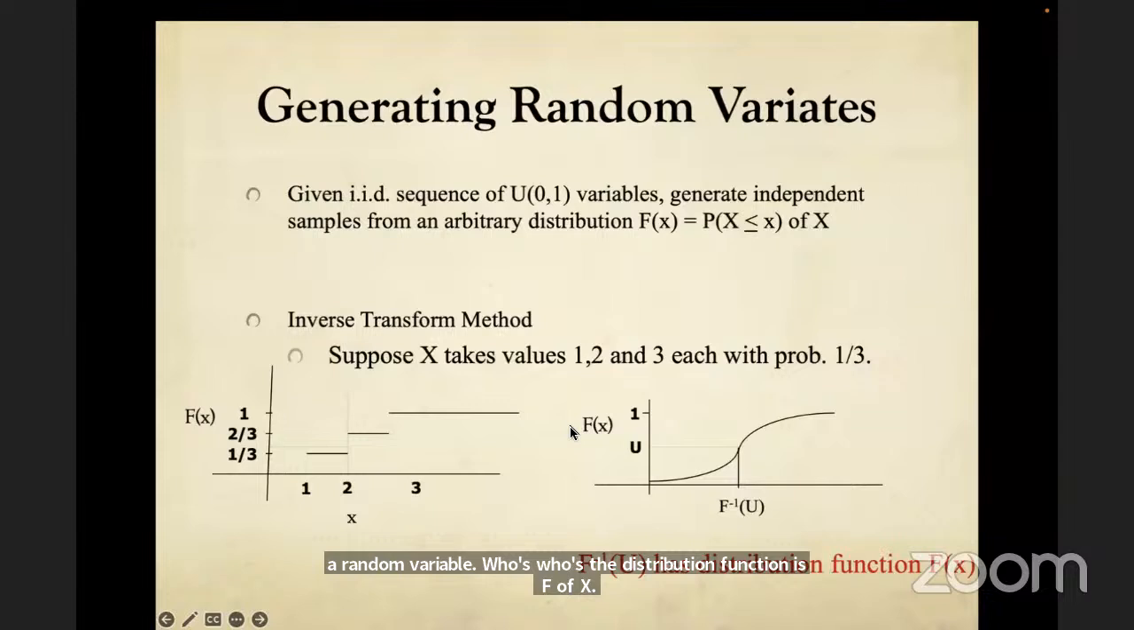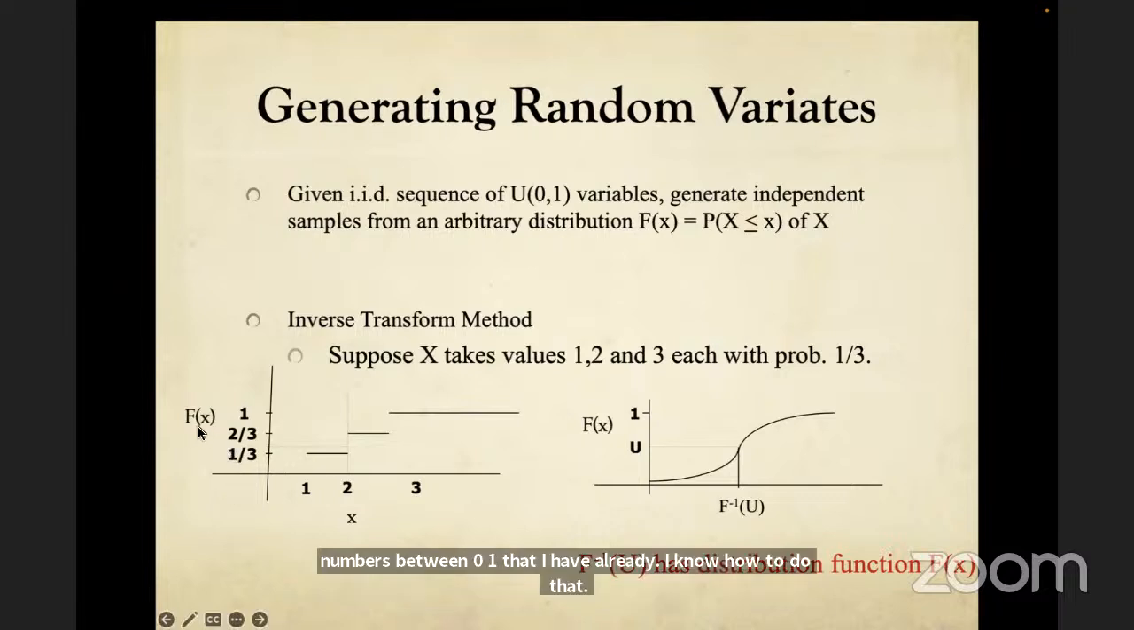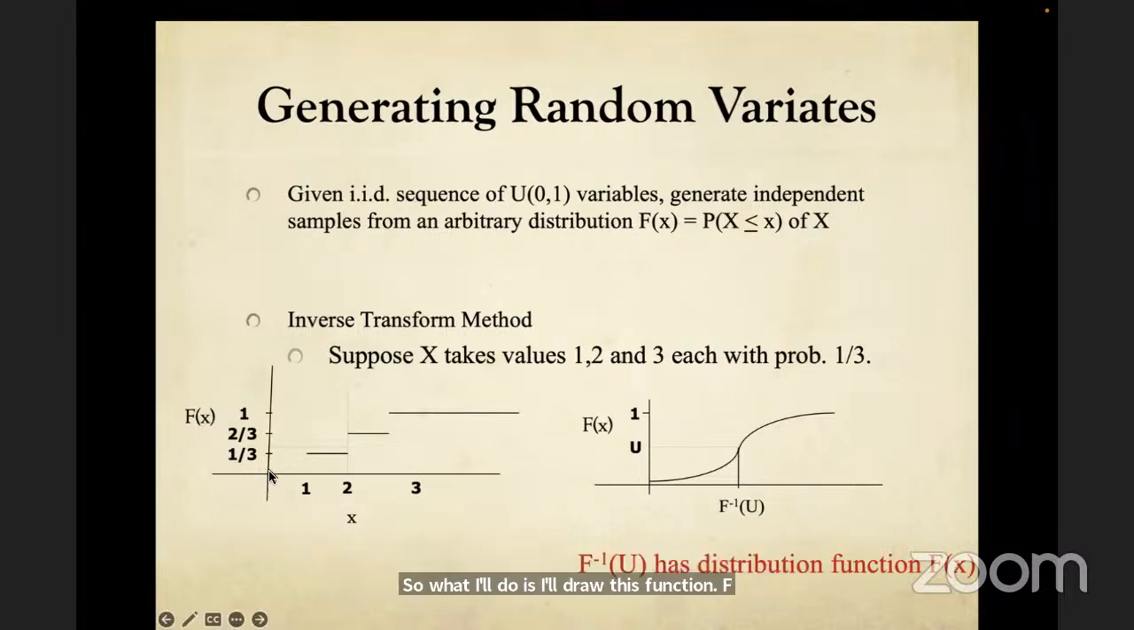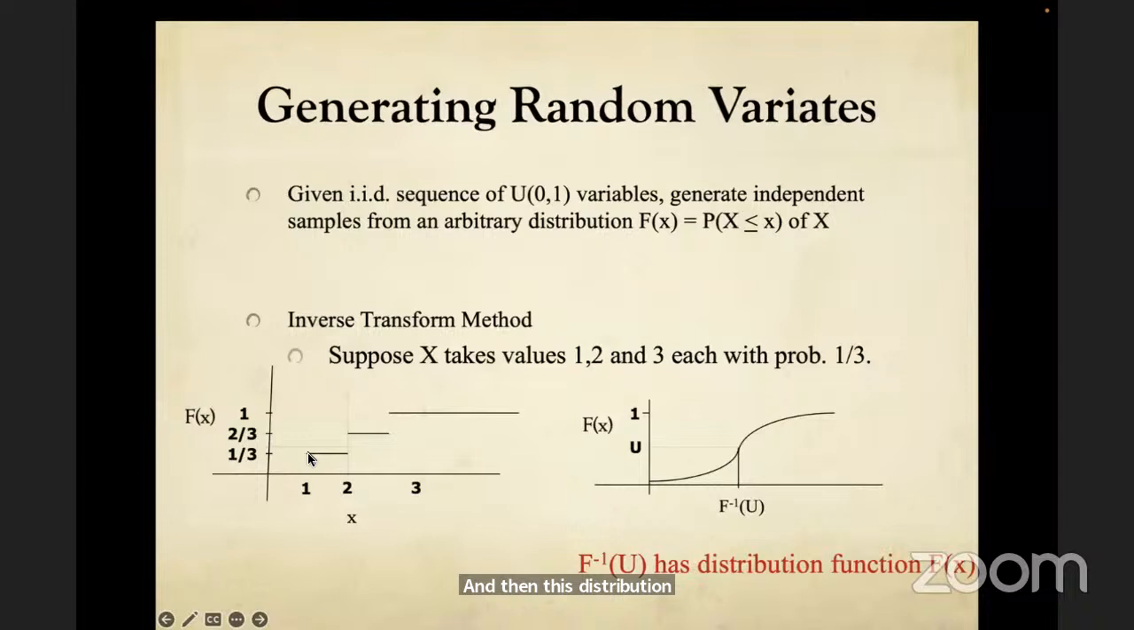Let me give you a very simple idea. Suppose my X is a random variable which takes 3 values, 1, 2, and 3, each with probability 1/3. So I just want to generate samples 1, 2, and 3, which are equally likely. Now I have this technology with me, so I can generate uniform numbers between 0 and 1. That I already know how to do. So I draw this function F(x) for this random variable. It's 0 up till 1. Then this distribution function becomes 1/3 between 1 and 2, it becomes 2/3 between 2 and 3, and then it becomes 1. So I've just plotted this function F(x).